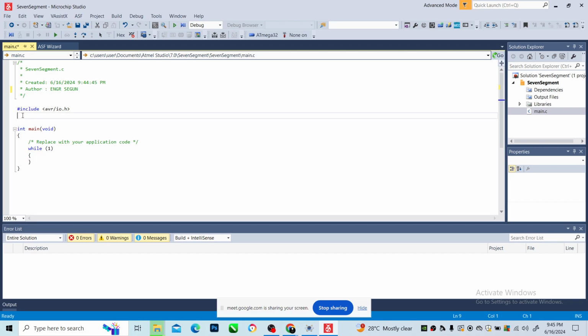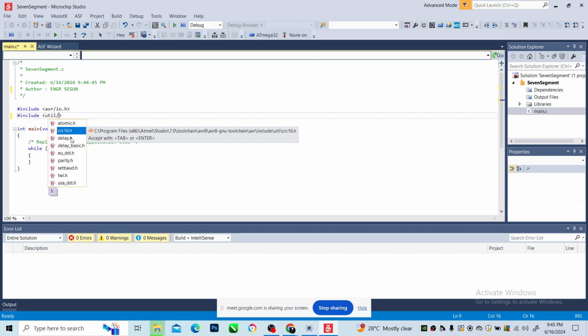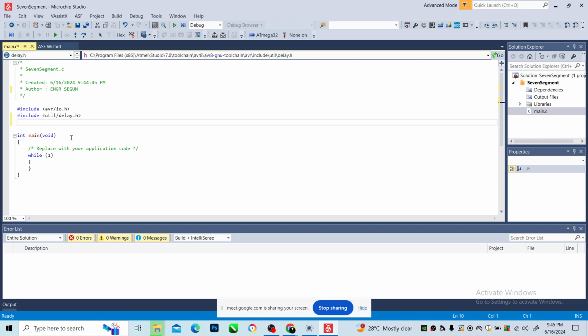Let me just show you that one. When I was teaching last time, I said hash include, so just go down because of the IntelliSense, go down. Then you just type util, it comes in, then /delay.h. You see. So we had a warning message when we did something like this last time. And the next thing we want to do is to define F_CPU. Can you remember? We said F underscore CPU is the operating frequency of the CPU. Then we put 8 million.